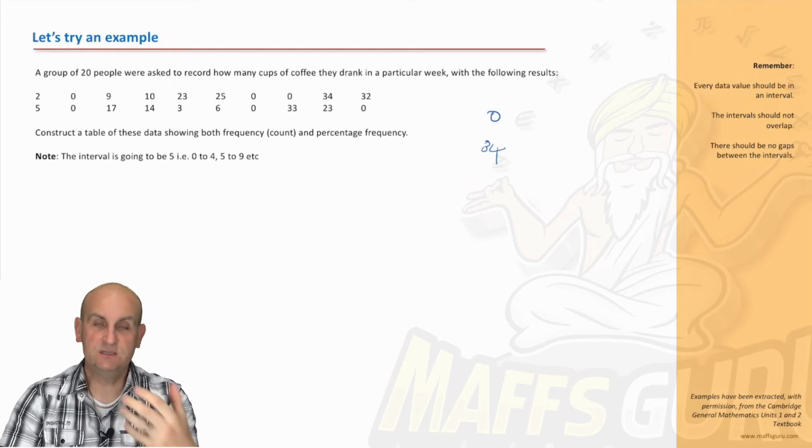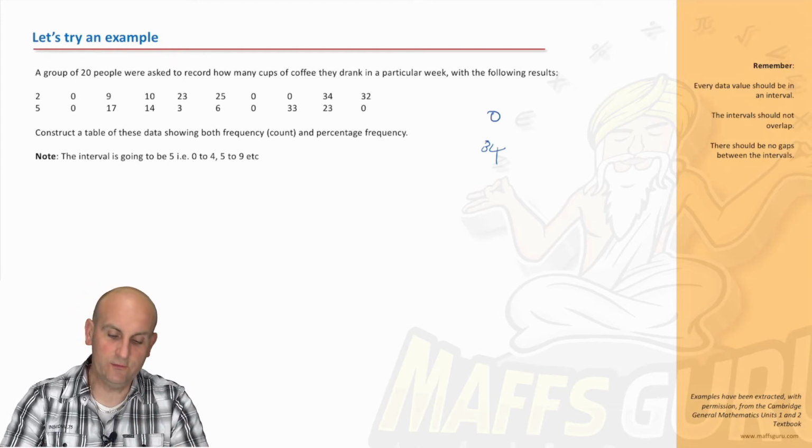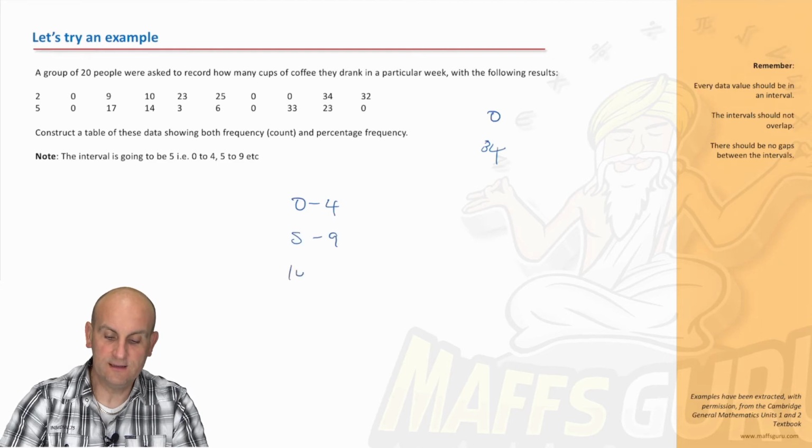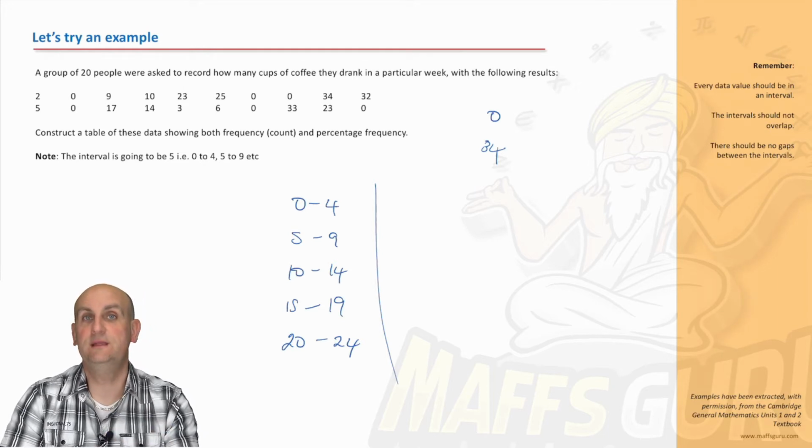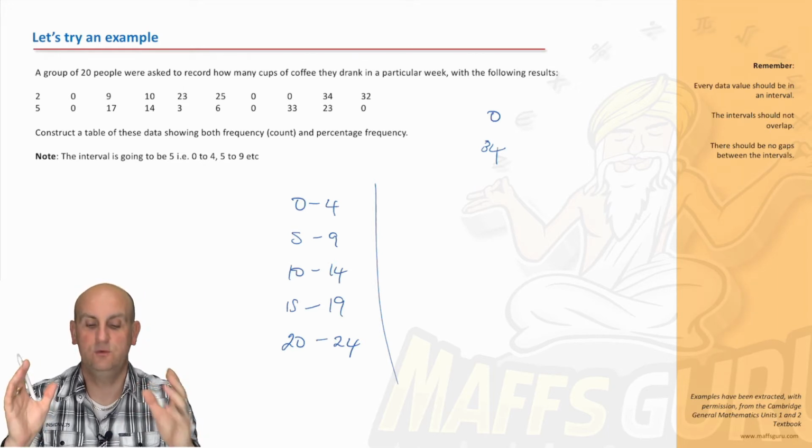And the question suggests that what we're going to do is group the intervals 0 to 4, 5 to 9, 10 to 14, 15 to 19, 20 to 24, and so it goes on. And again, do you notice there are no overlaps? I've got no repeating numbers, and there are no gaps between any of my numbers where I could miss some.